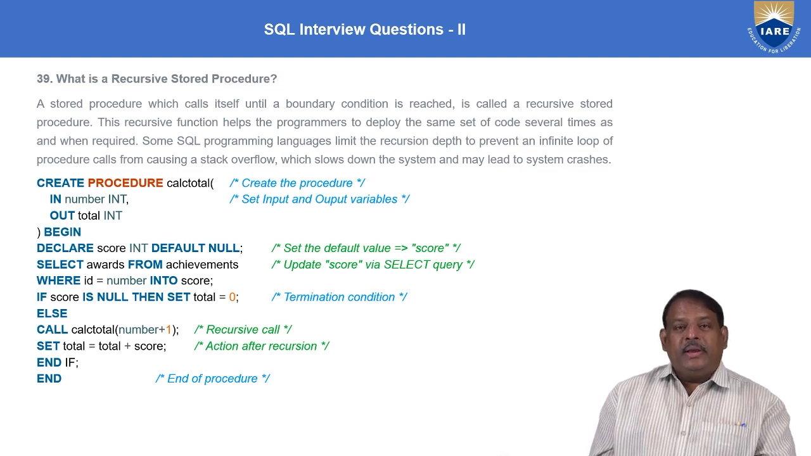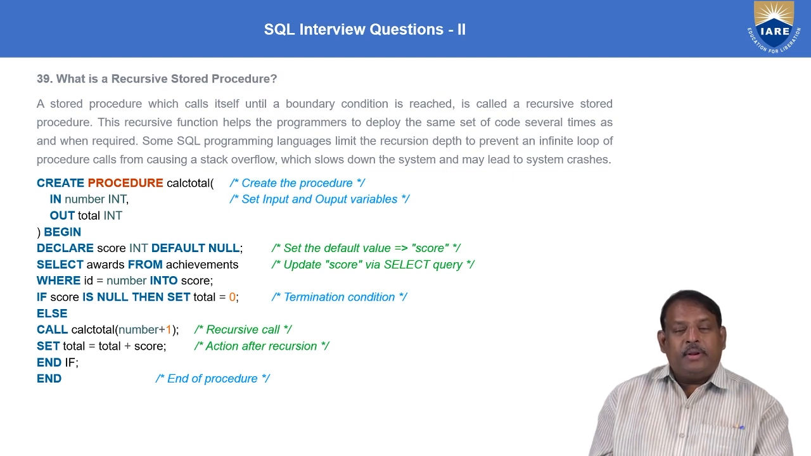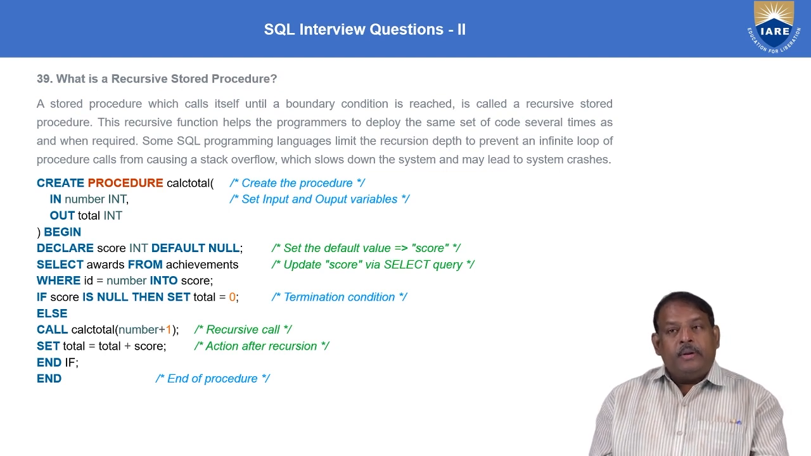Now we'll see an example here. Create procedure, the procedure name is calculate. Here I'm taking two parameters. One is the input parameter, I'm passing an in number. Out is one more, the output variable. In is the input variable, out is the output variable. So I begin by saying begin.